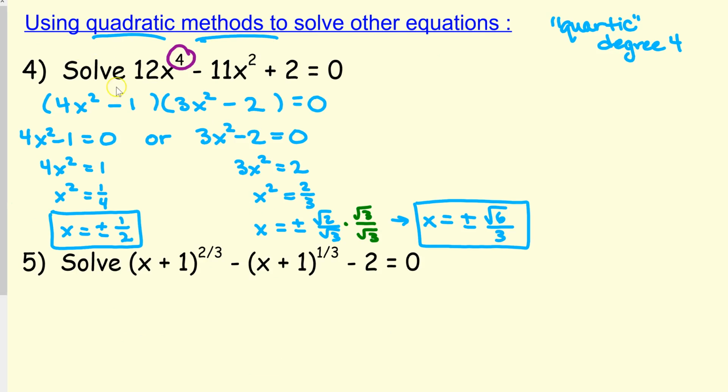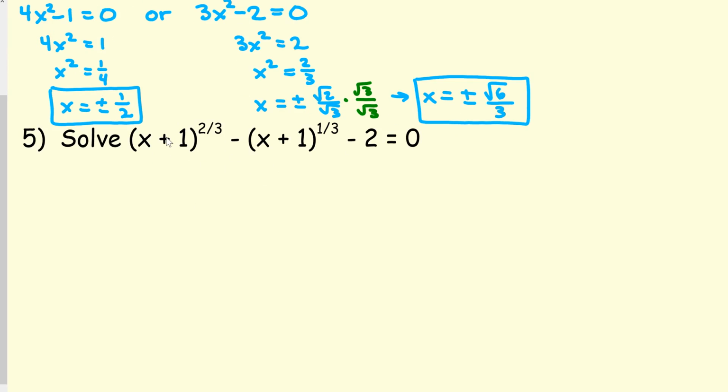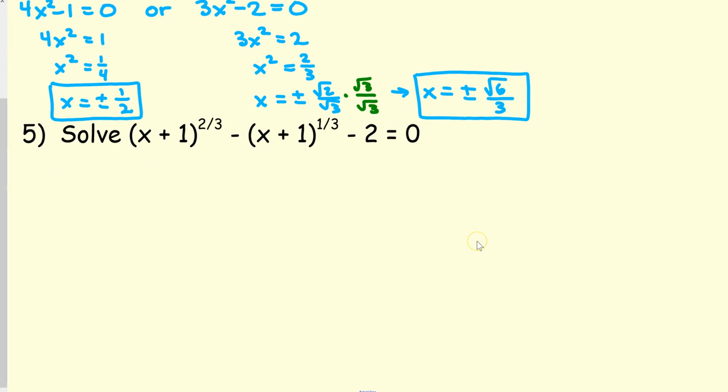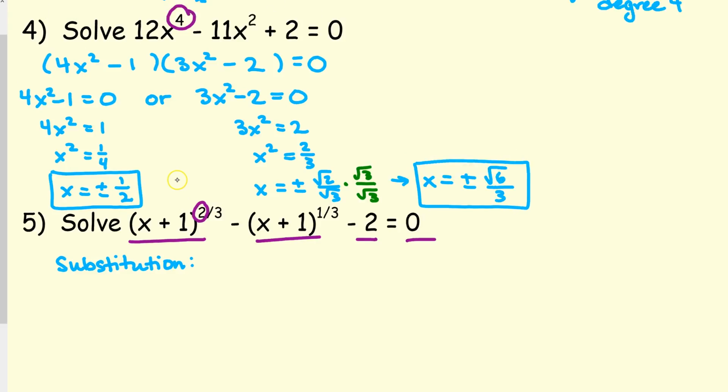Okay, let's finish with problem number 5. This one we can also use quadratic methods. It's really intimidating looking right now, but what you have to realize is that it kind of looks like a quadratic equation. You have something squared, you have a constant, equals 0. So what we do in this kind of problem is called substitution to make the problem look simpler. I like to call this problem a quadratic in disguise. Same with the previous one.